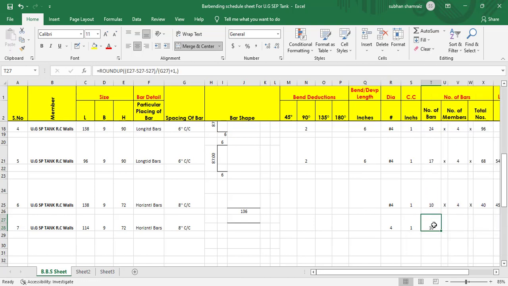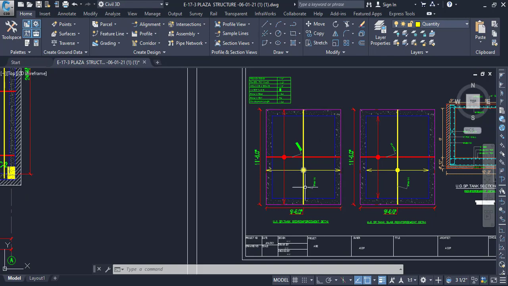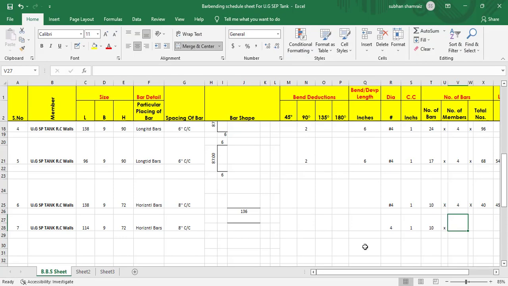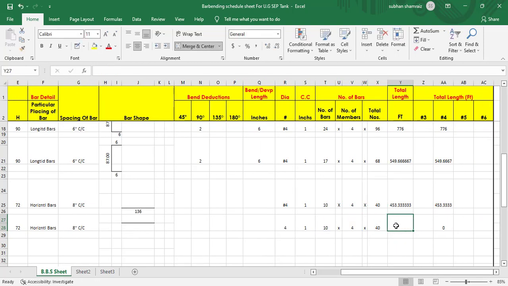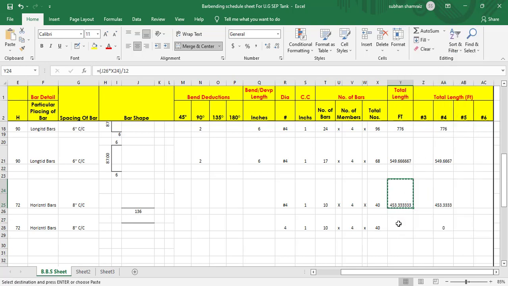Yes, so I'll paste it over here. The same goes here as 10, because we have same height. Okay, and the same spacing over here. Number as okay, and then number of members as 4 again. Okay, in this direction we have 2 layers, this one 2, and at this end as well 2. Okay, it will make total of 4 layers. Okay, so 4 multiply by total numbers, and the total numbers, I'll copy this one and I'll paste it over here. Okay, and then total length we need to find out, that will be equal to cut length multiply by total numbers.